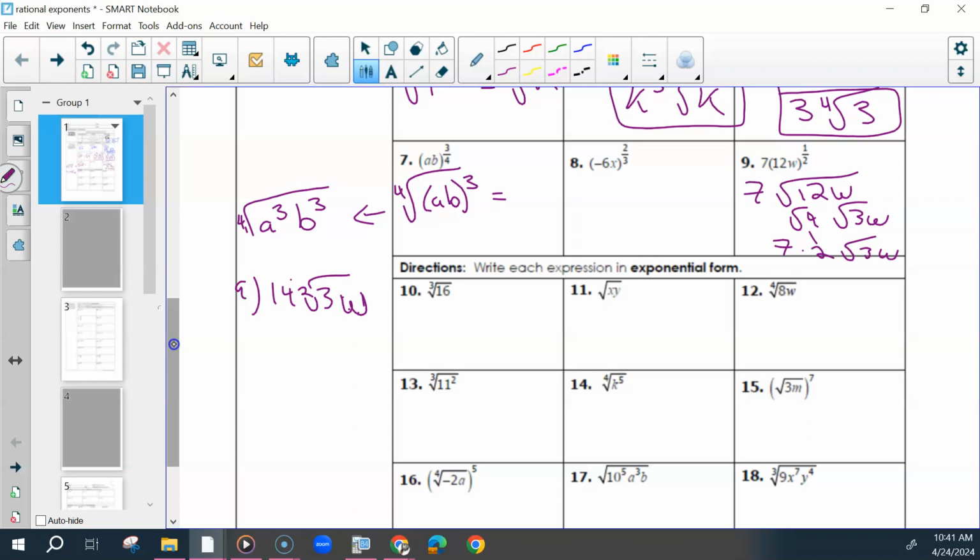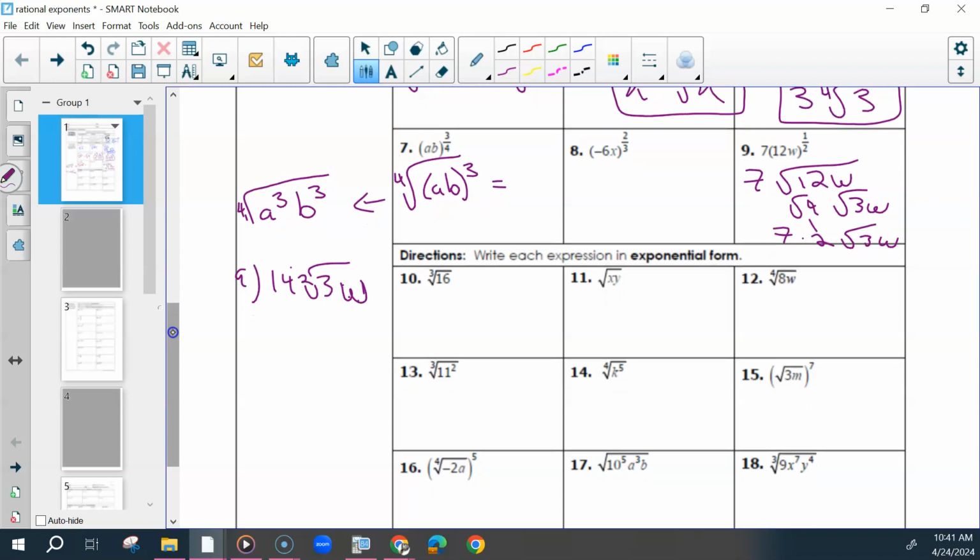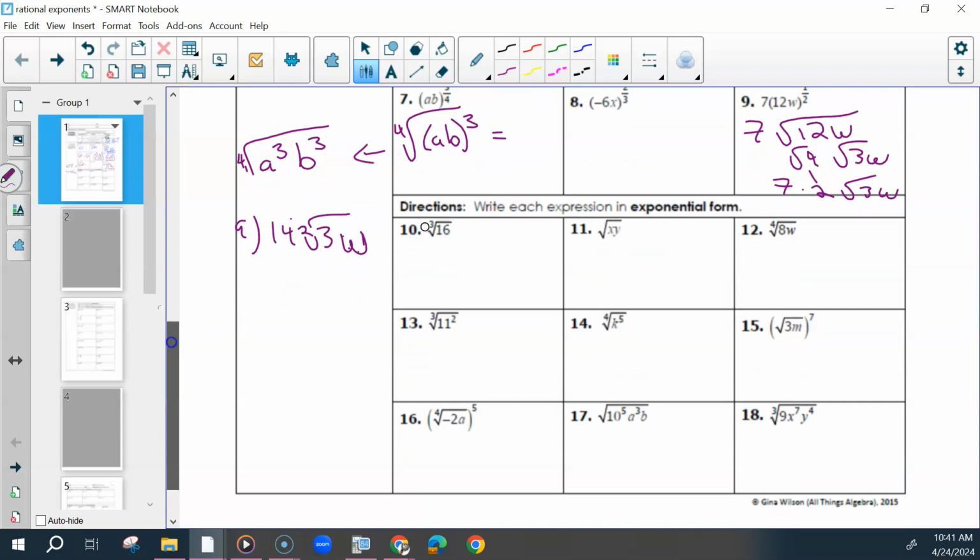Okay. In the bottom section, you're now doing the opposite. Now you have radical form, you want to go back to exponential form. So think about your index. That's going to be your denominator of your fraction. If you have any exponents, change that.